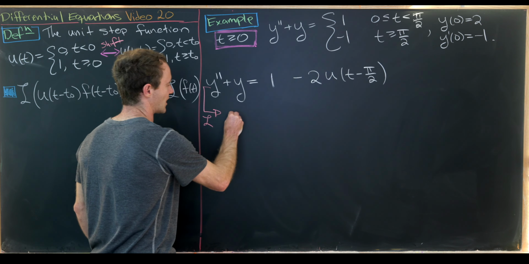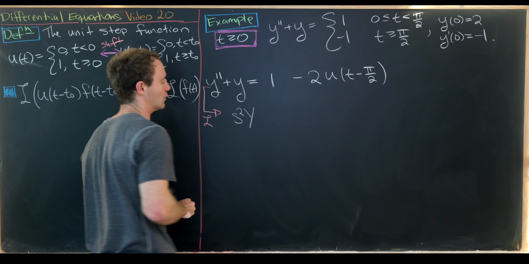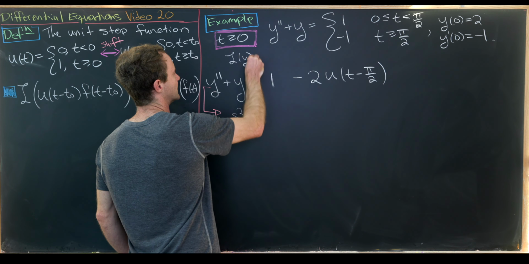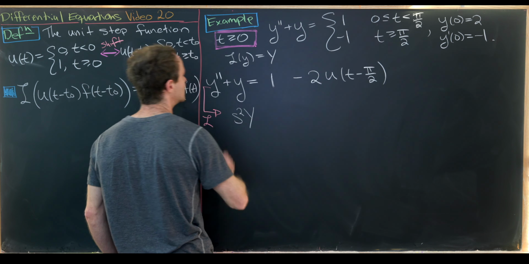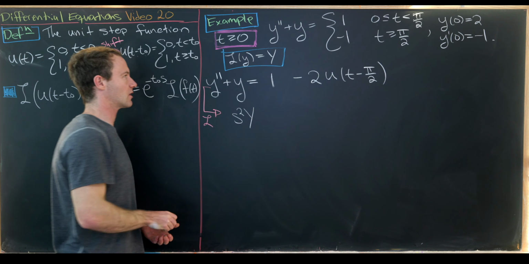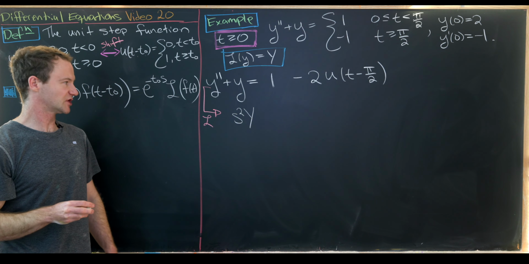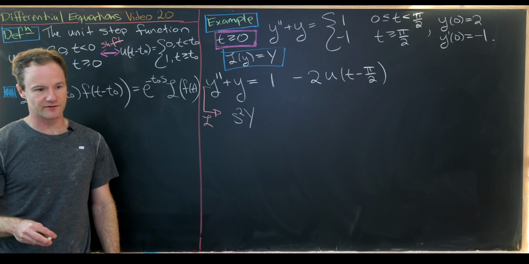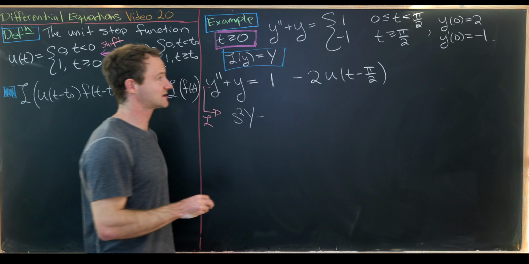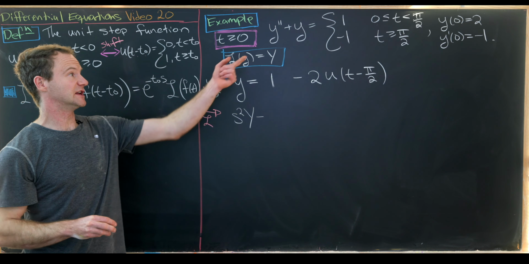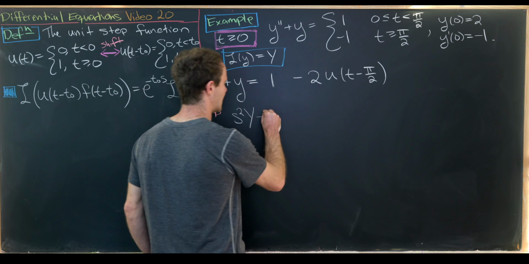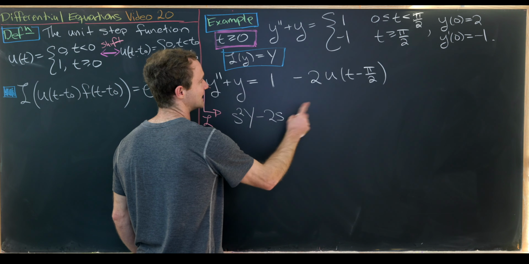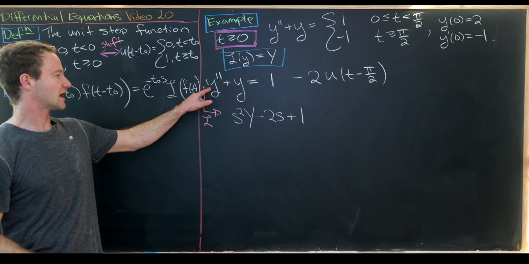So for this y double prime, we'll have s squared times capital Y. We're using our standard notation here that the Laplace transform of little y is equal to capital Y. We've been using this throughout all of these videos on solving differential equations with Laplace transforms. And then if you recall the formula for the Laplace transform of the second derivative, you should have minus s times the initial value y of 0. So that'll end up giving us minus 2s, and then it'll be plus the initial value of y prime. So it'll be minus negative 1, so that'll be plus 1. So that's our y double prime.